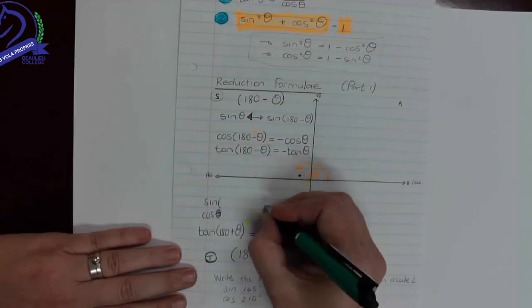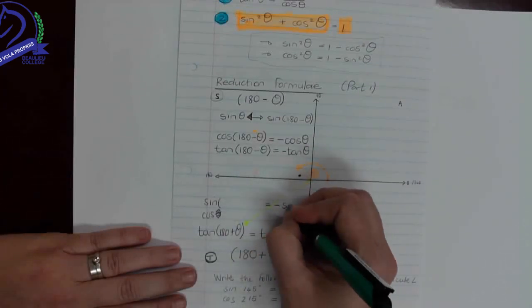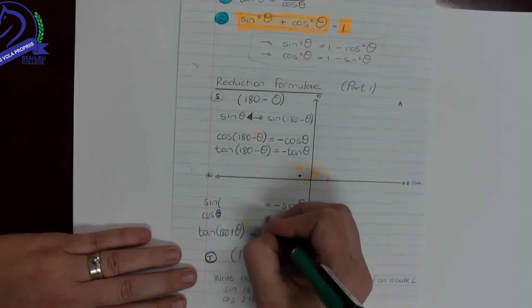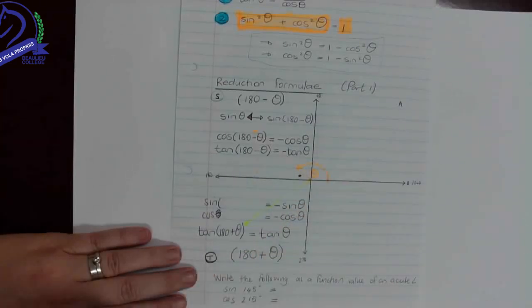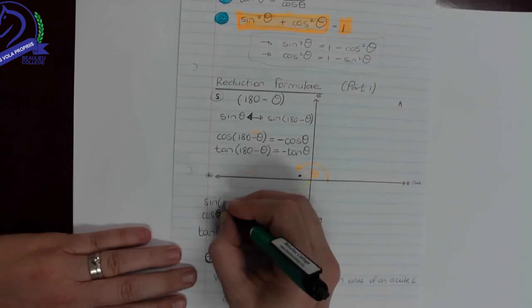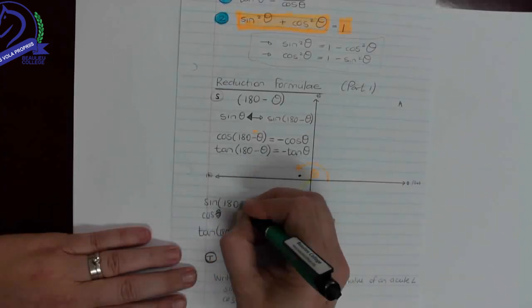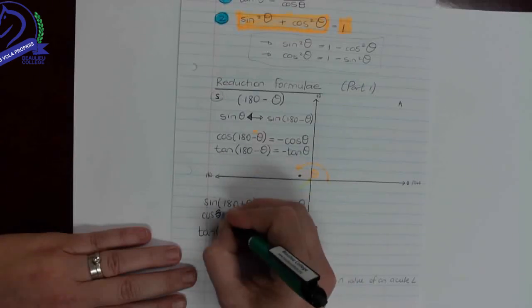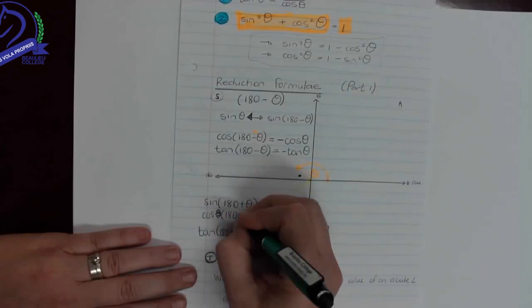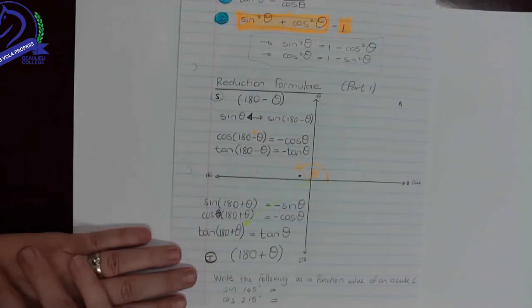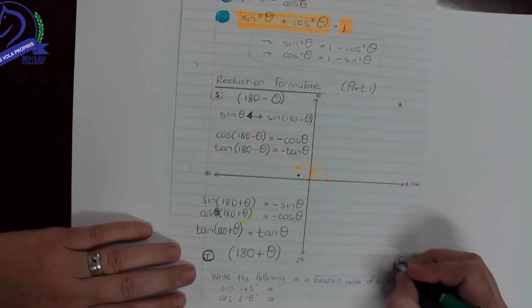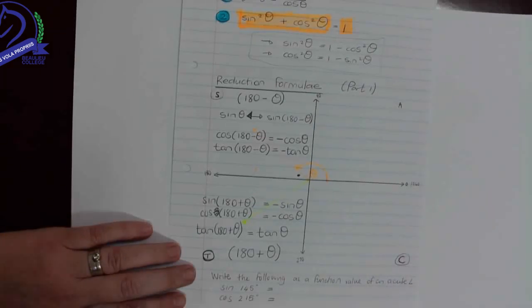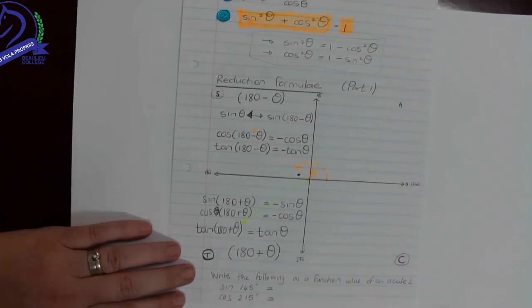Now, what do I know about sine and cos? I know that sine is negative in here. I know that cos is negative in here. But I can also refer to it as sine 180 plus theta or cos 180 plus theta. Okay. If I move to my fourth quadrant, I know all my cos values are positive.